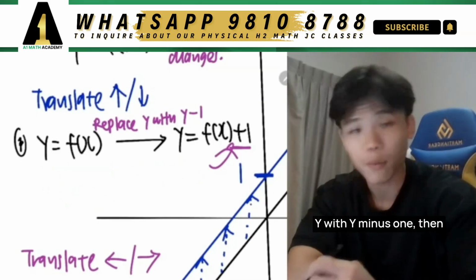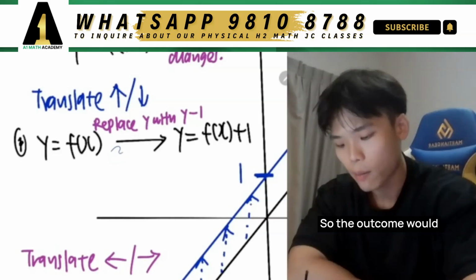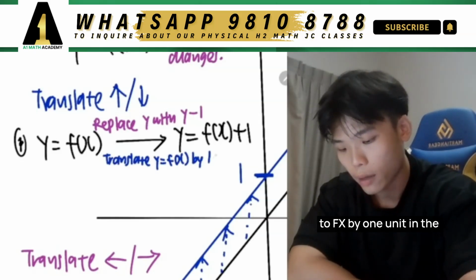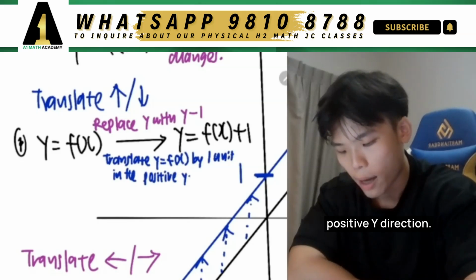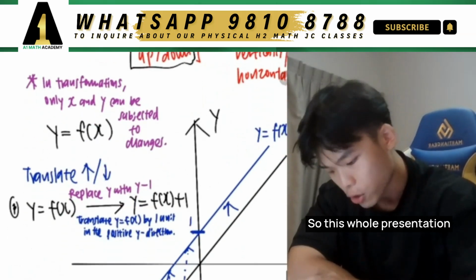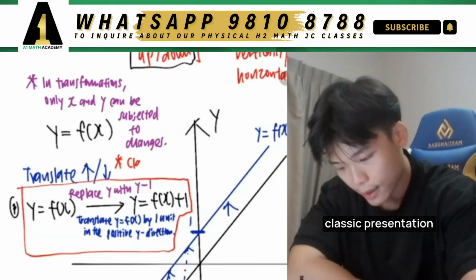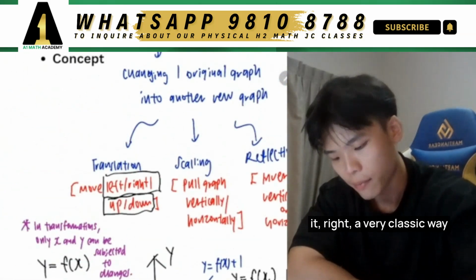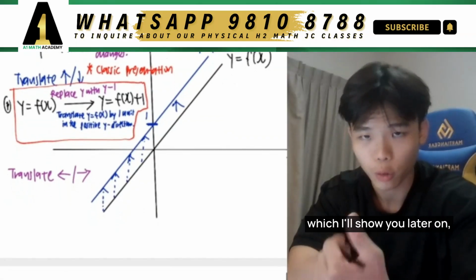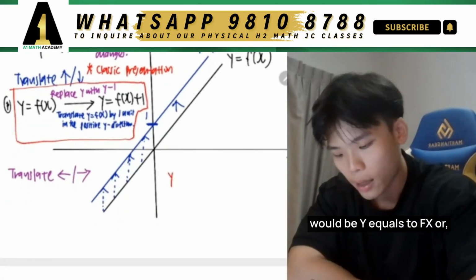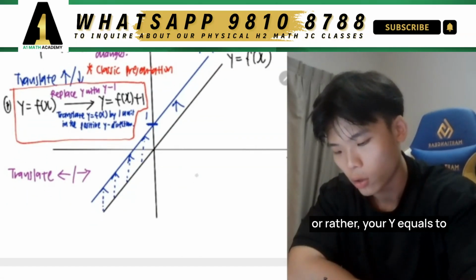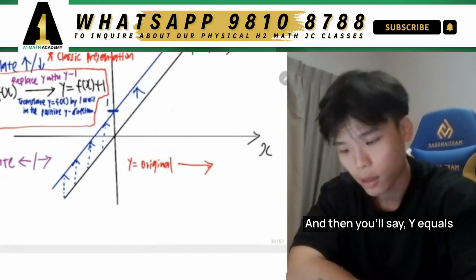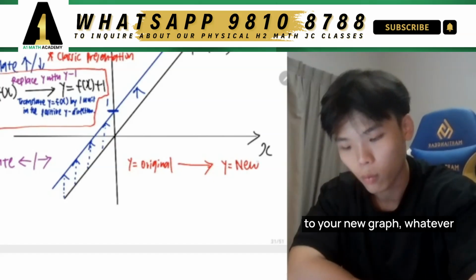So if I'm going to replace y with y minus 1, then what is the outcome of it? The outcome would be I translate y equals f(x) by 1 unit in the positive y direction. So this whole presentation over here is your classic presentation for any transformation. If I were to generalize it, a very classic way of writing your working, which I'll show you later on, would be y equals f(x), or rather y equals your original graph, and then you draw an arrow, and then you'll say y equals your new graph, whatever change that you make to it.